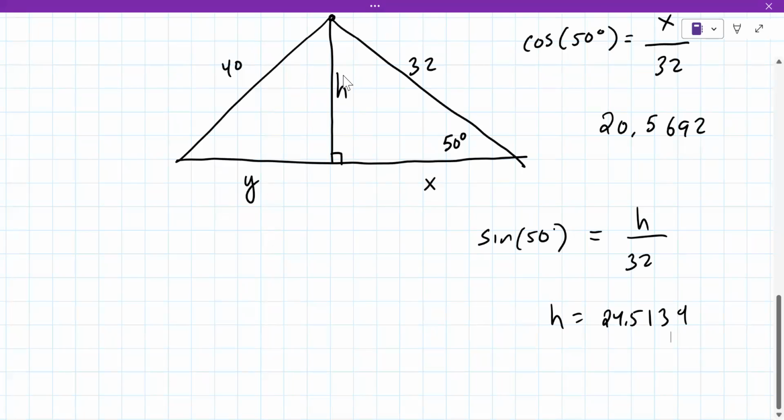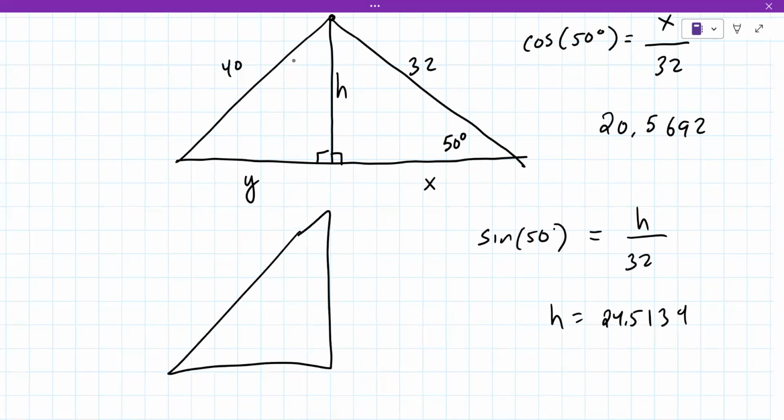Like we found h, and you're like, why do we even find h? It's because you need another side of the triangle on the left. And sometimes it's good to just kind of redraw that triangle and say, okay, I'm trying to find y. I know that this is 40. I know that h is 24.5. How can I find y? Well, there's no way to do it with trig right now. Okay, so you have to use Pythagorean theorem.